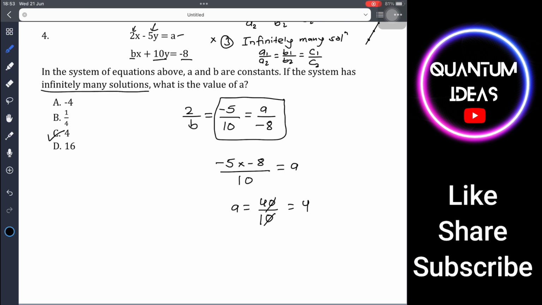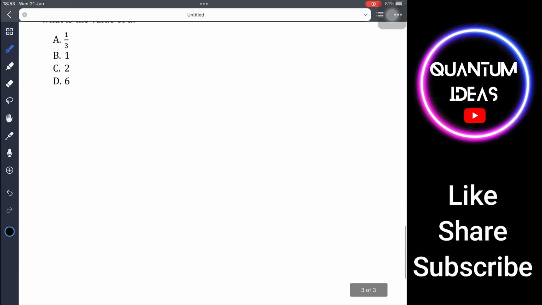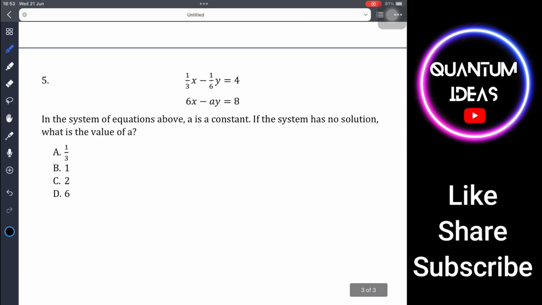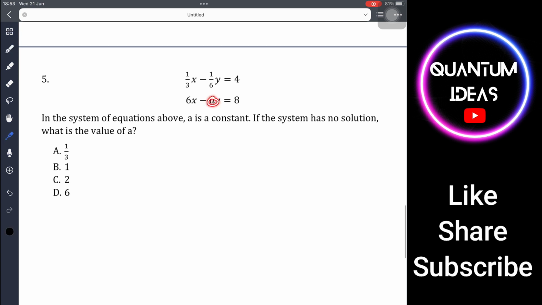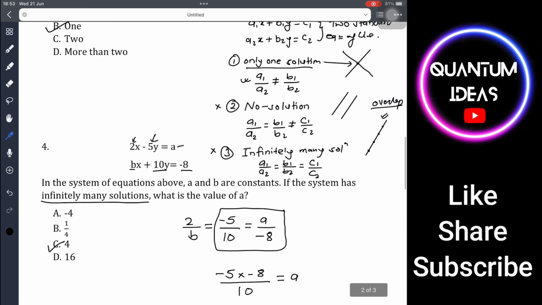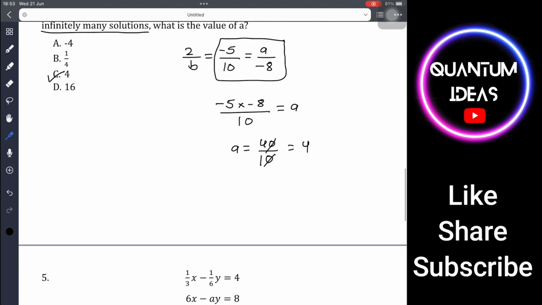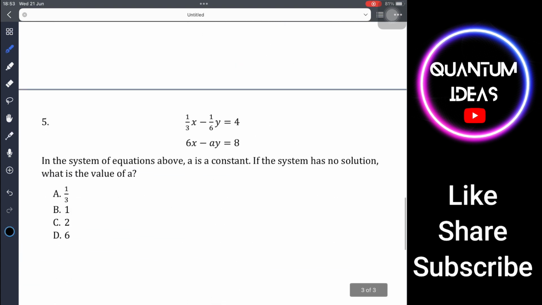So let's go to number 5. Okay, I think it's the last one. In the system of equations above, a is a constant. If the system has no solution, what is the value of a? For the system to have no solution, we have a1 by a2 equal to b1 by b2. So here, this is a1, this is b1, this is a2, this is b2.